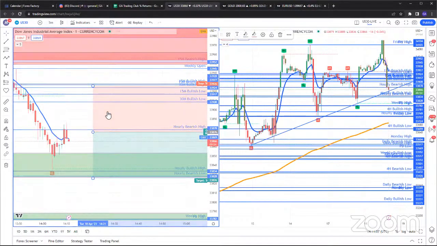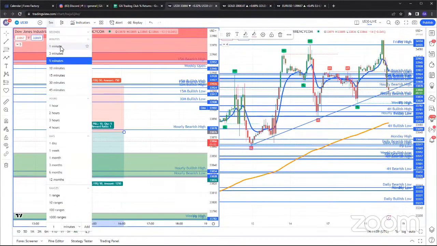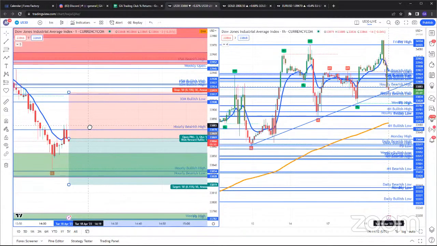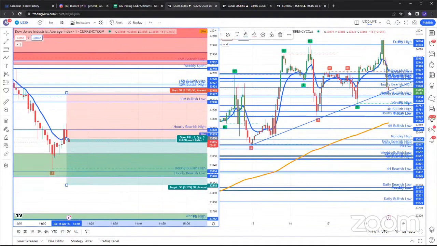So we are still in the 5-minute candle. On the 1 minute, yes, this would be an early entry for a sell. Let me see, I will enter that with 50 pips take profit, 50 pips stop loss.